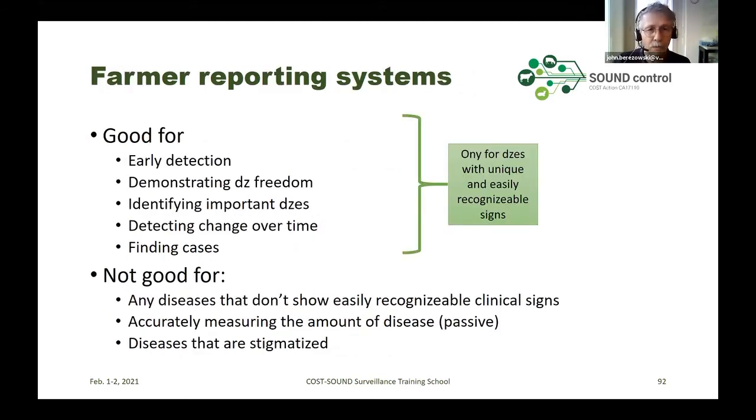So we'll talk first about farmer reporting. It's good for early detection. We can use farmer reporting, especially mandatory programs. We can often justify using that for disease freedom. They are good for identifying important diseases because farmers are the closest to the animals. We can also detect changes over time, and it's good for finding cases. But of course, it's only good for diseases that are unique and easily recognizable. It's not good for diseases that don't show clinical signs. You can't accurately measure the amount of disease, and it can't be used for diseases that are stigmatized.